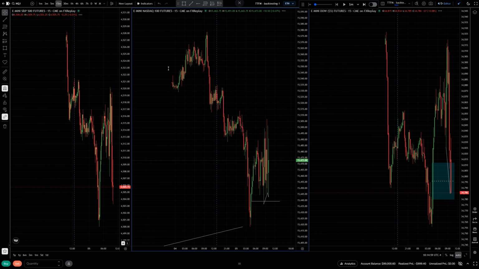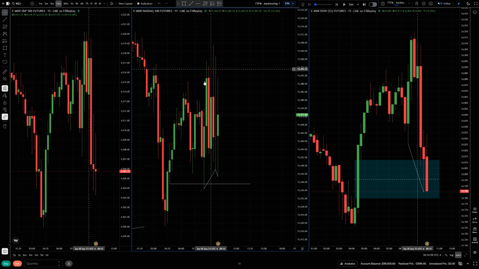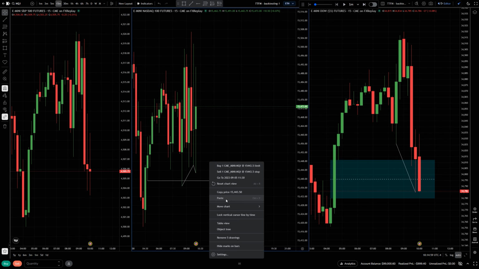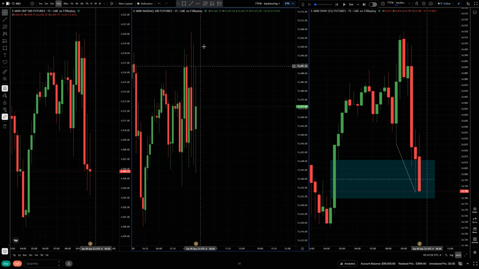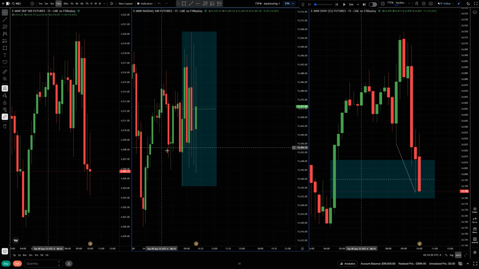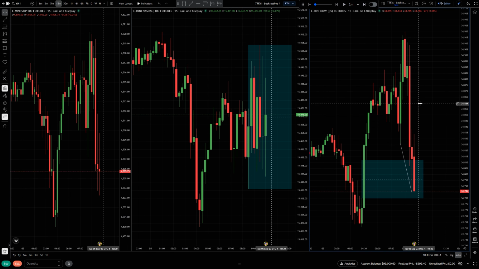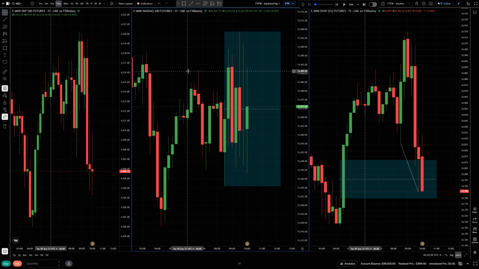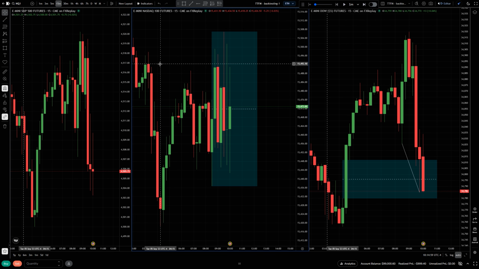So let's reassess. NQ is stuck in this range. I would like to see NQ take out this low. So we are kind of stuck in this consolidation here. And until then, I don't know if I want to take any trades.